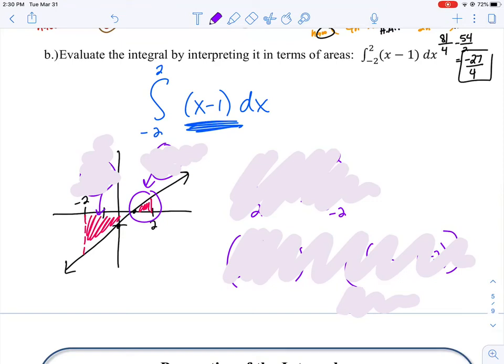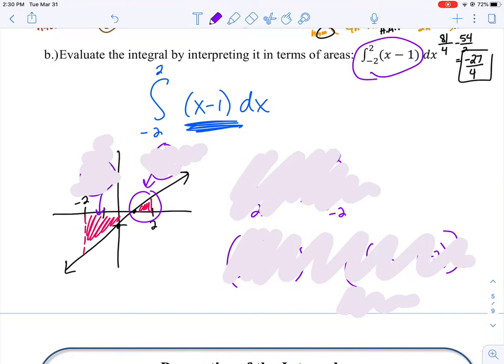And so for 5.2, example number 2b, it asks us to evaluate the integral by interpreting it in terms of area. And so I have a function, x minus 1, and I would like you to integrate it from -2 to 2. What that really means is that we have this graph, x minus 1, and I want you to find the area underneath the curve and the x-axis between -2 and +2.